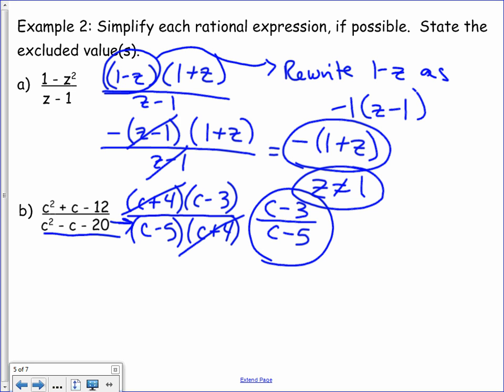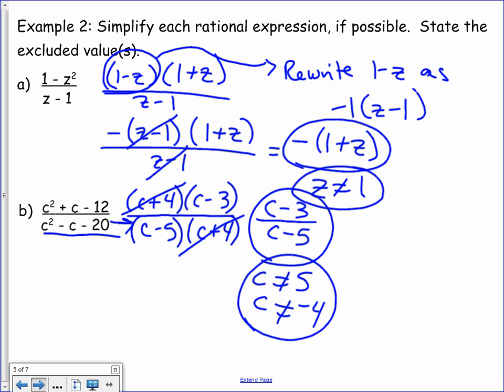And since it's factored, it's really easy to tell what the values of c will be when the denominator is 0. So if we have c minus 5 set equal to 0, then c cannot be equal to 5. And if we have c plus 4 equals 0, then c cannot be equal to negative 4. Those are our two excluded values, which are easy to find when we have the denominator already in factored form.